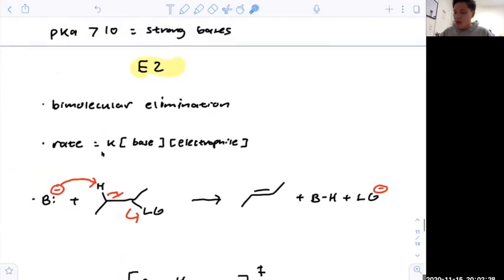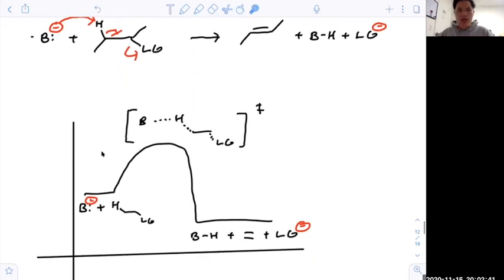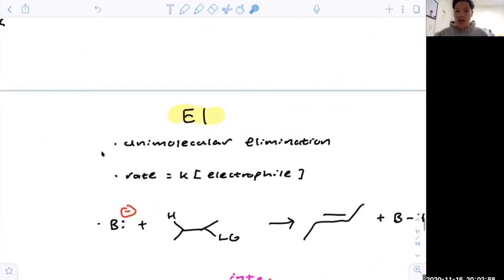This is the general reaction mechanism scheme. We form an alkene, and we also form this base to H bond right here, and we also have the leaving group. The energy reaction coordinate looks the same. We have this transition state right here where we form the base with the hydrogen as the leaving group leaves. So this is very, very similar to an SN2 reaction, right?